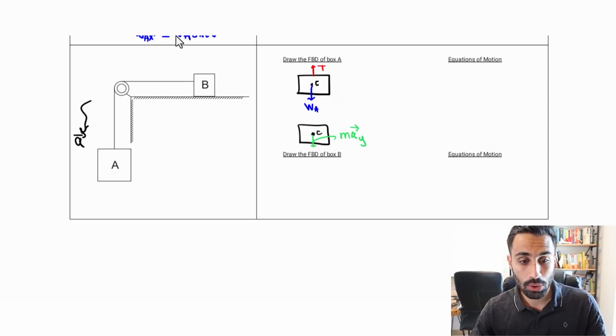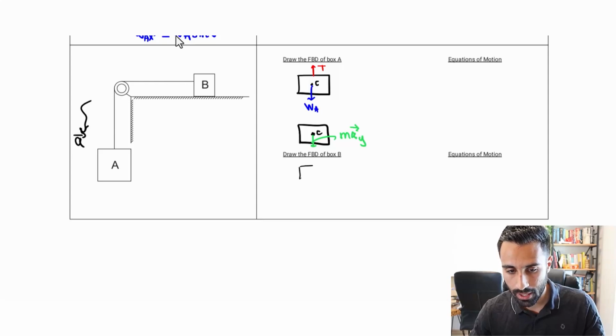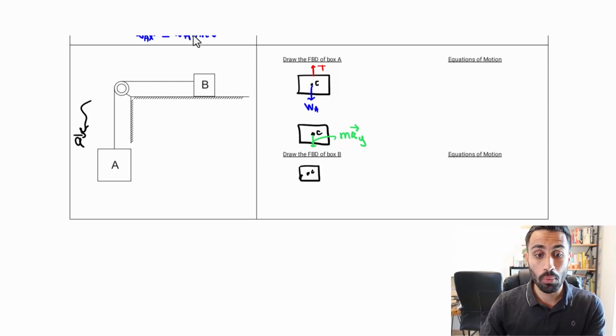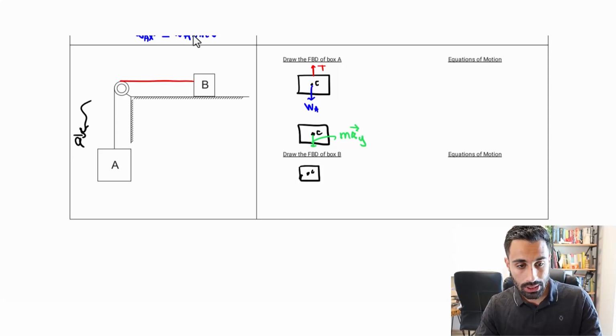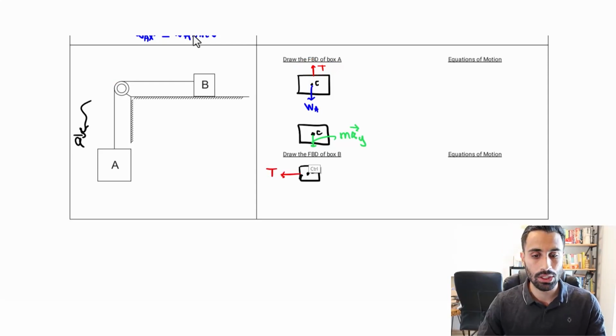Let's do the next one. So it's going to be block B. Block B is going to look something like this. We have block B, it's smaller. The centroid of it is here. We have the tension. Let's denote that. And since it's a pulley, this tension is going to be the same through the whole cable. So it's going to be the same tension in red. I'll keep that in red as that tension.